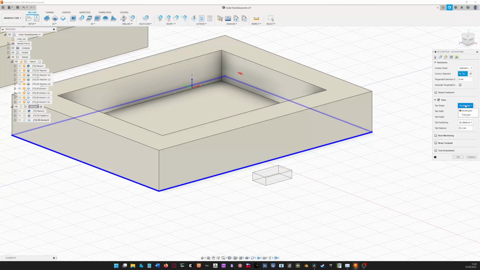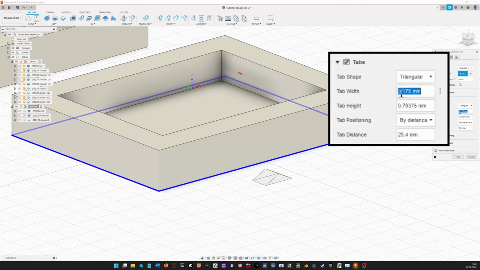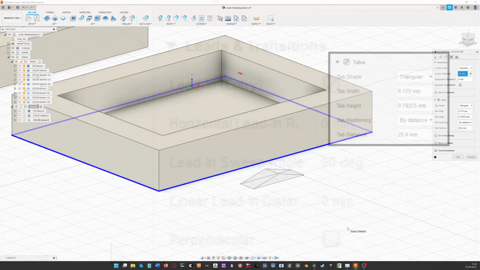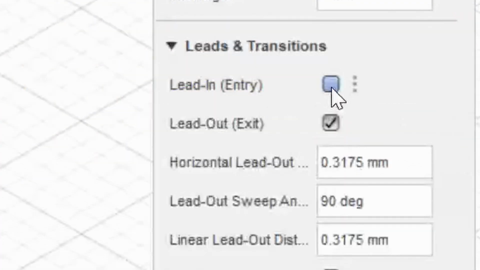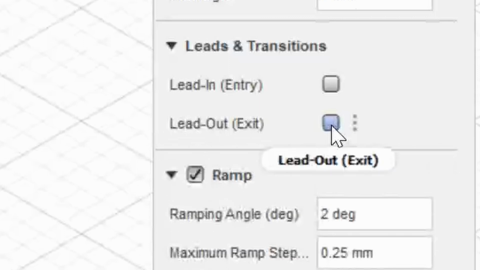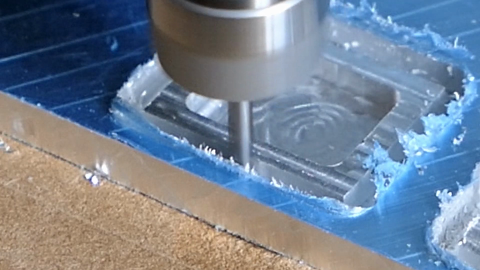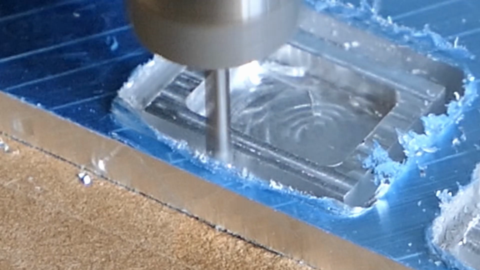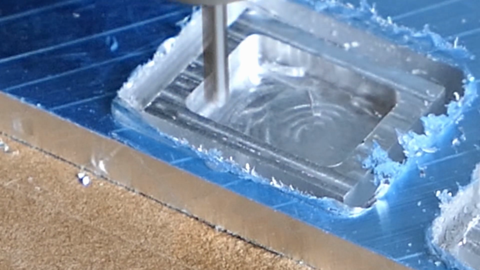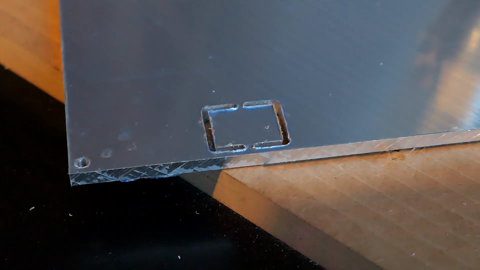So if you're using end mills that can go straight into the material, use triangle tabs. Try making the slope as shallow as possible to decrease the stress on the end mill. Also remember to deactivate the lead in and lead out transition. If they're still active, the end mill will try and go sideways into the material at the end of the tool path. I was lucky and the end mill didn't break. After another try, I could finally remove the part.